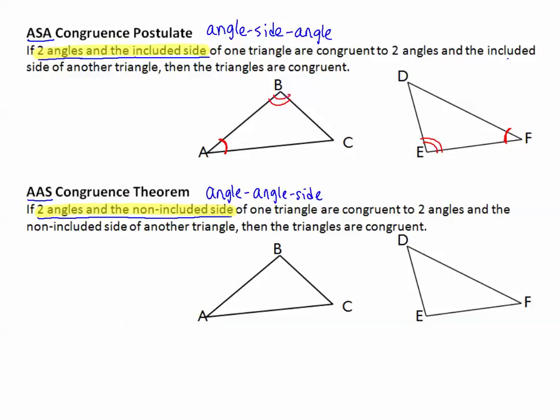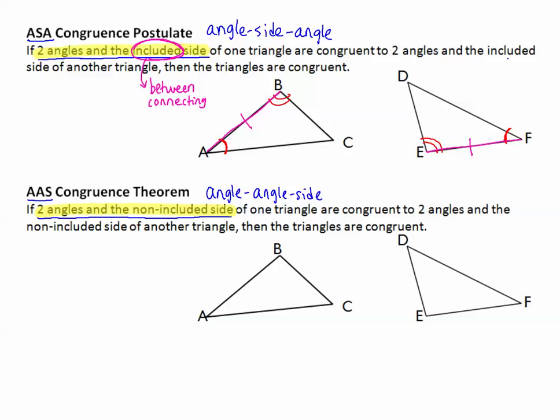Now the included side. What does that mean, the included side? Well, included before meant between. Still means between, or we can think of connecting. Connecting this angle to this angle is this side. Connecting this angle to this angle is this side. That's how angle side angle looks.